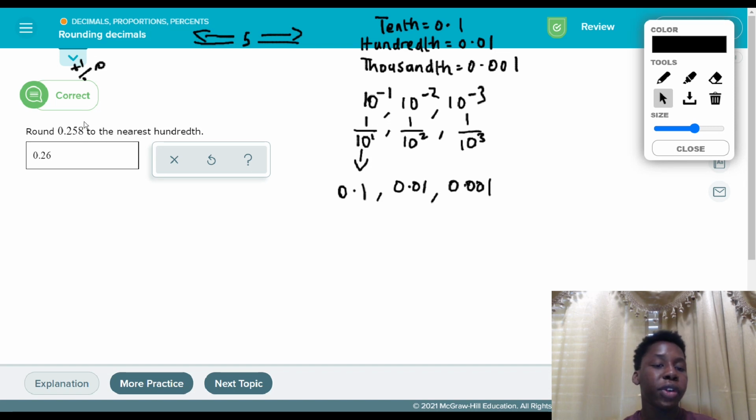And then I moved over to the next number, which is 8 here, and asked myself, is that 8 greater than 5, or equal to 5, or less than 5? Okay, so 8 is greater than 5. And since 8 is greater than 5, I have to add 1 to the number occupying the 100th position. So I have to add 1 to 5 here. When I added 1 to the 5, that gave me a 6.